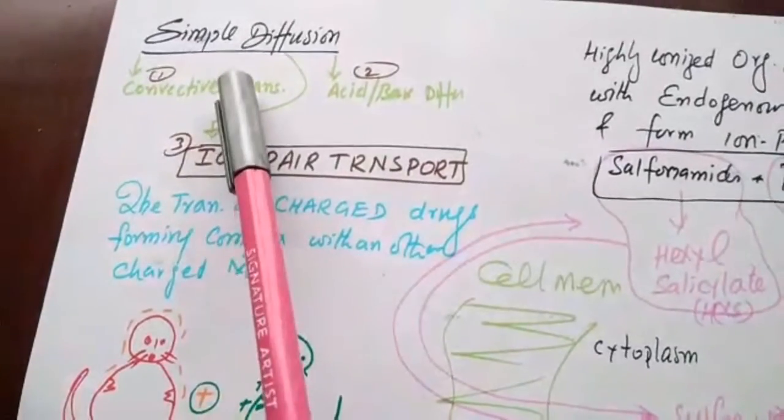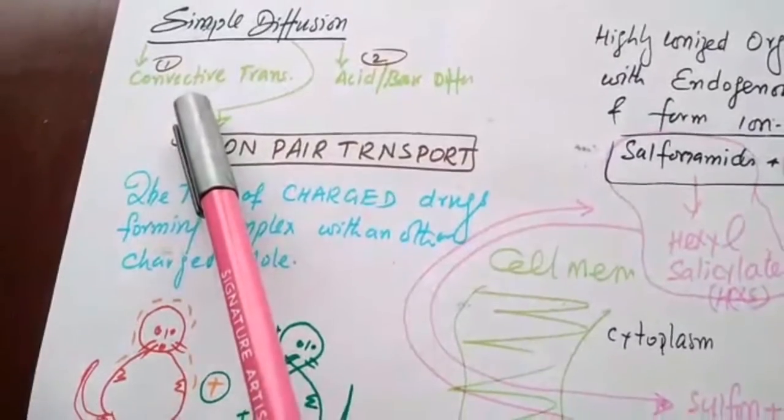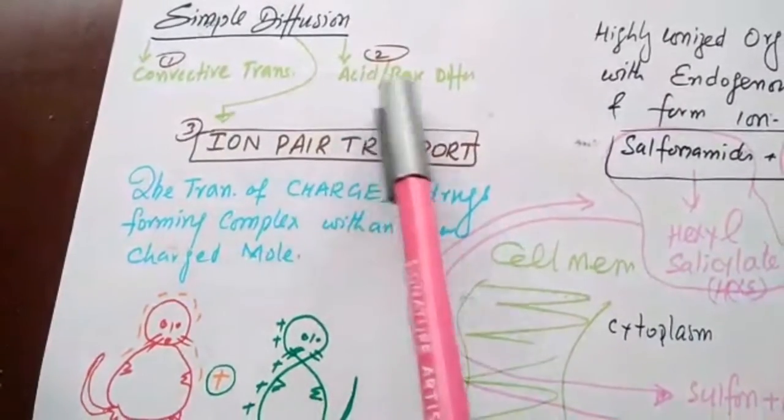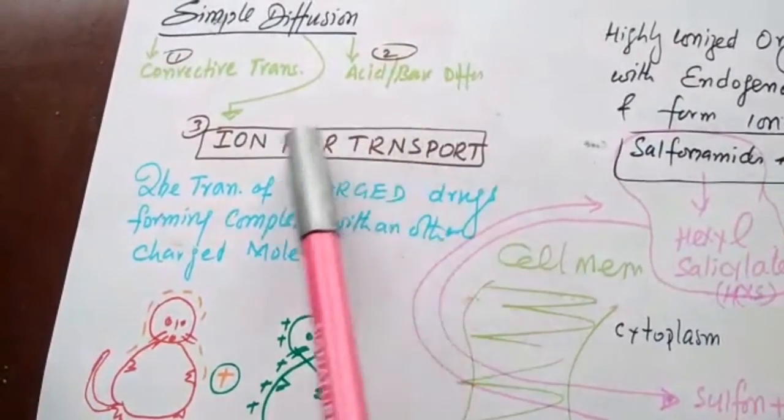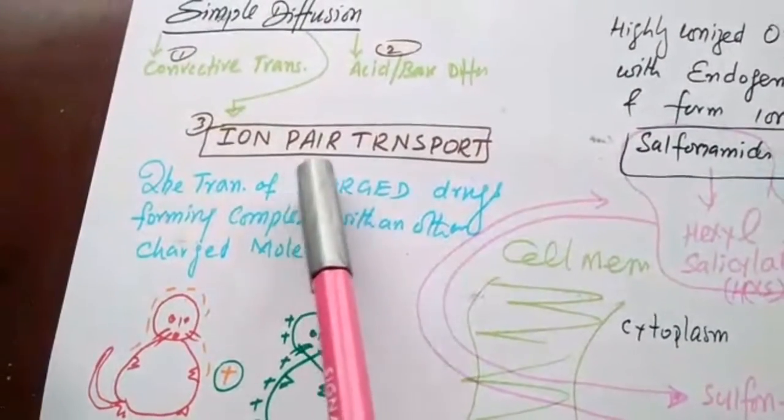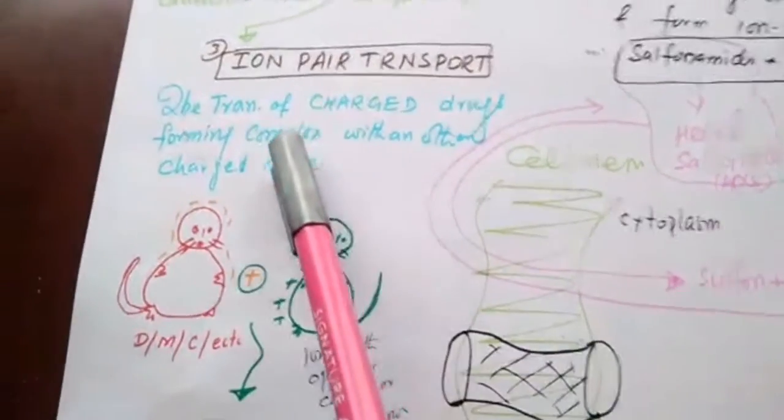Bismillahirrahmanirrahim. Simple diffusion consists of convective transport, acid-base diffusion, and the third one is ion pair transport.